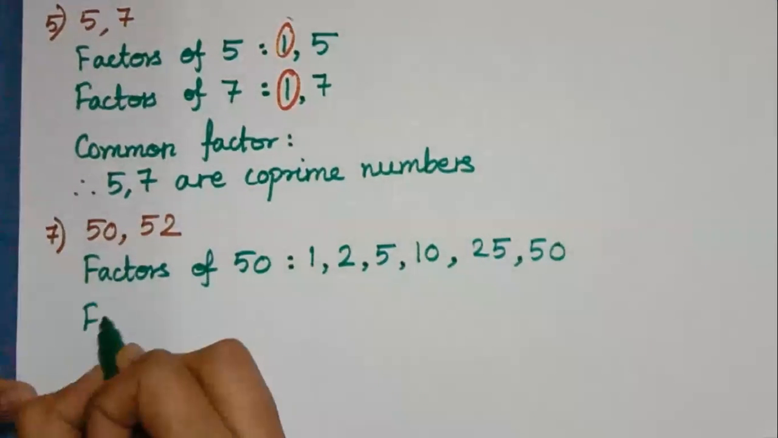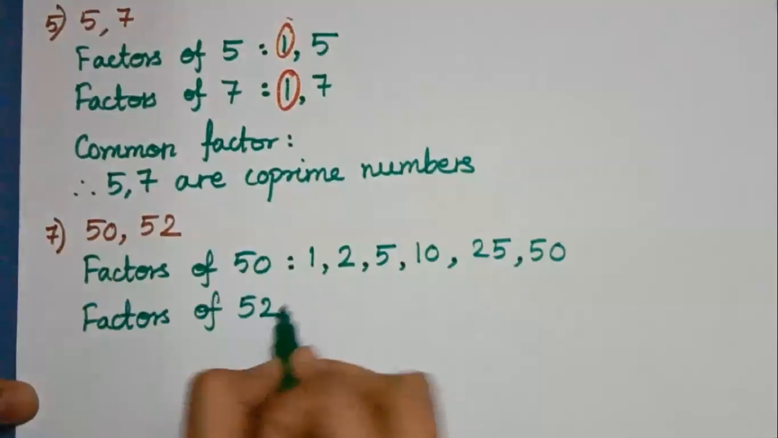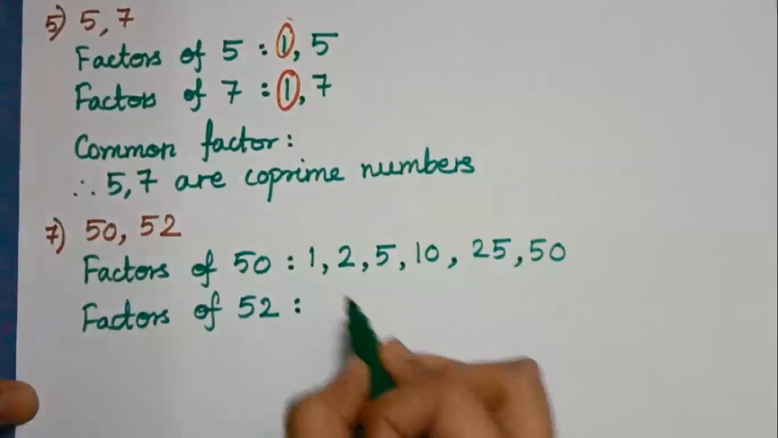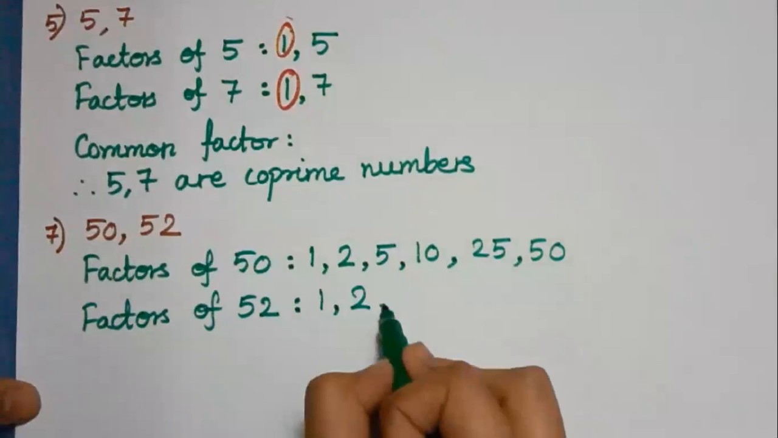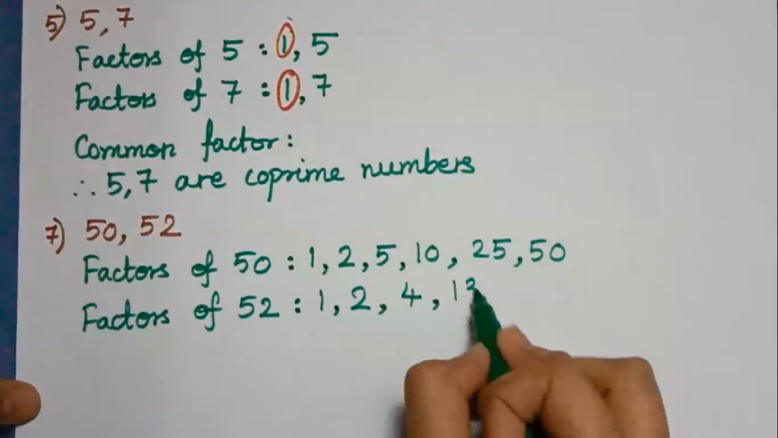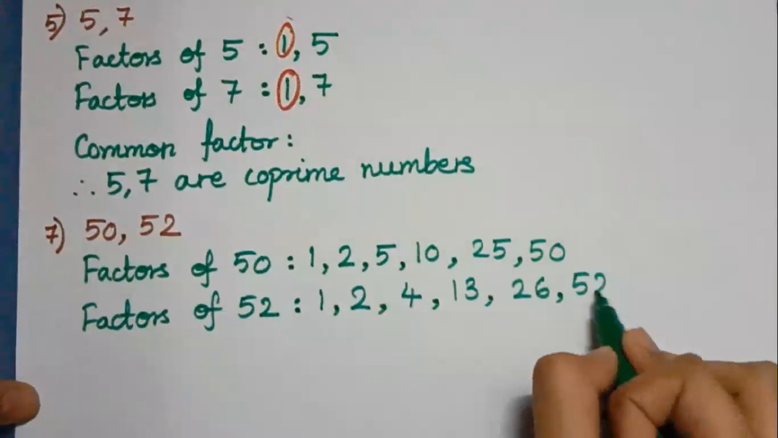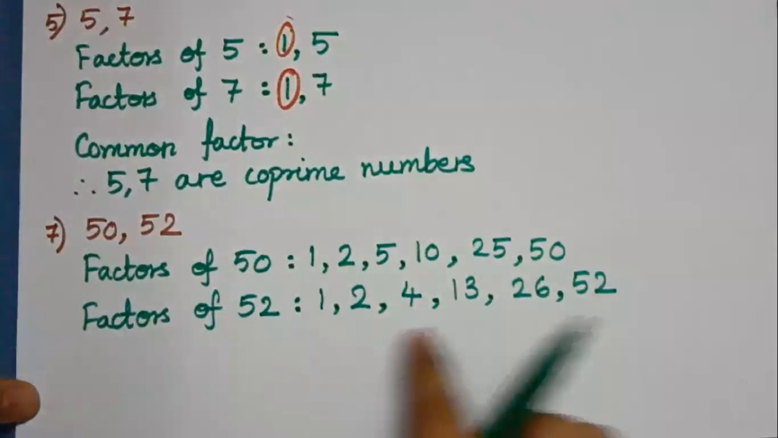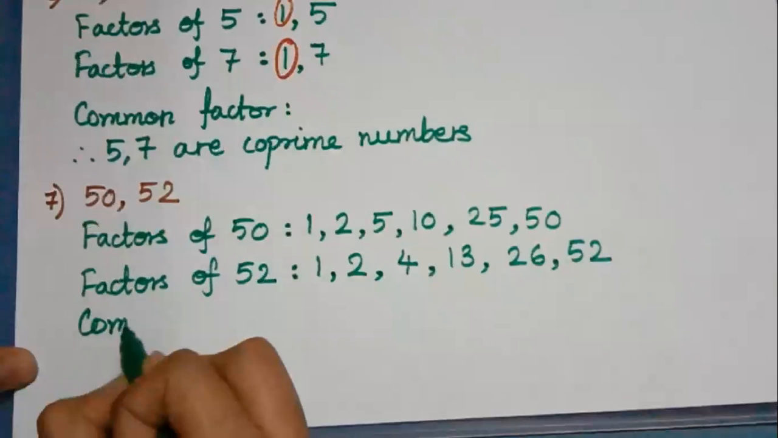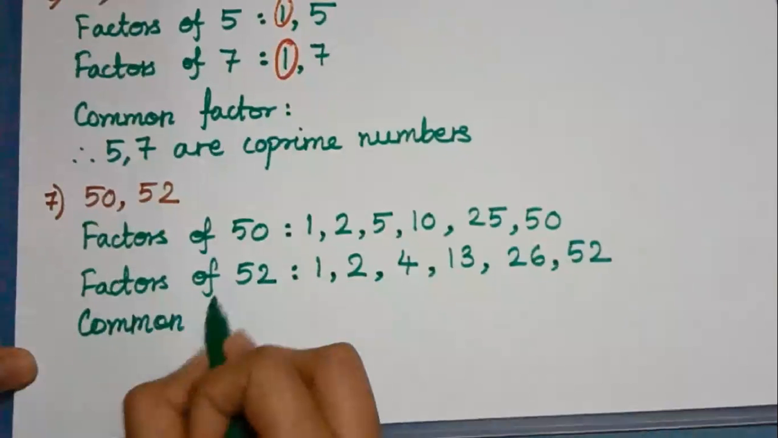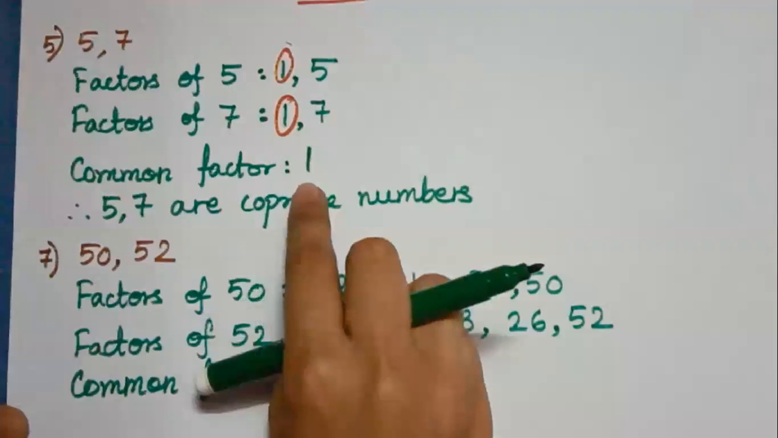Now we will find out the factors of 52. So what are the factors of 52? The factors of 52 are 1, 2, 4, 13, 26 and 52. So these are the factors for the number 52. Now we will find out common factors. So the common factors, sorry girls, I have not written common factor over here. I have not written it for the previous sum. Sorry.